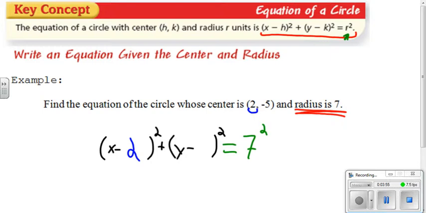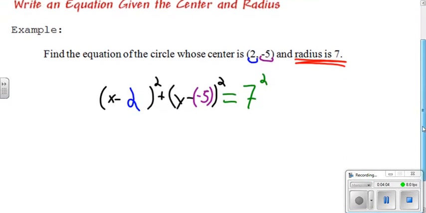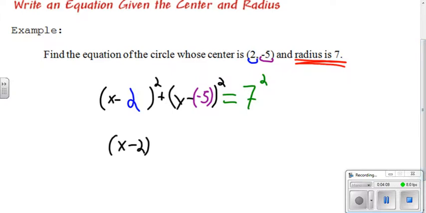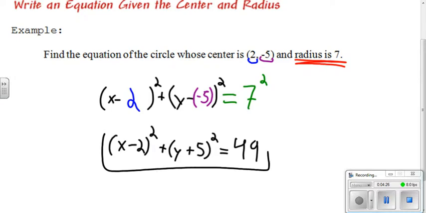Then similarly, what is y subtracting? Y is subtracting this value here, -5. So you'd have to write it like that. So in the end, if we want to simplify this equation, we would say (x minus 2) quantity squared plus y, minus and minus makes a plus, or should I say minus a negative, so (y plus 5) squared equals 7 squared is 49. So this is how you would want to write that equation.